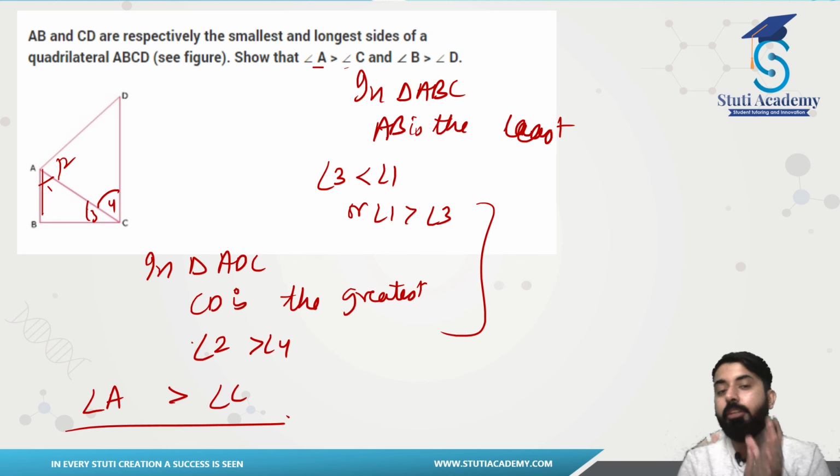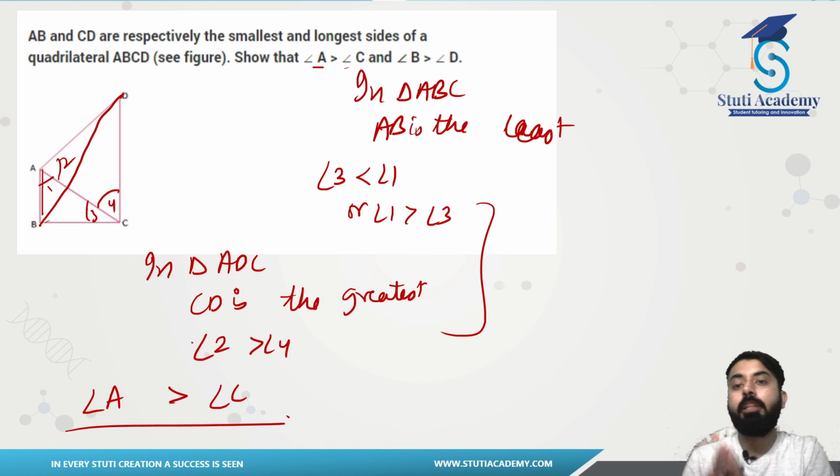I hope you guys have understood this question. This is very important, but an easy question too. For this, you have to join the opposite points. Then you have to take all 4 triangles turn by turn. Then you have to use these two conditions only. You guys do know AB is least and CD is the largest.